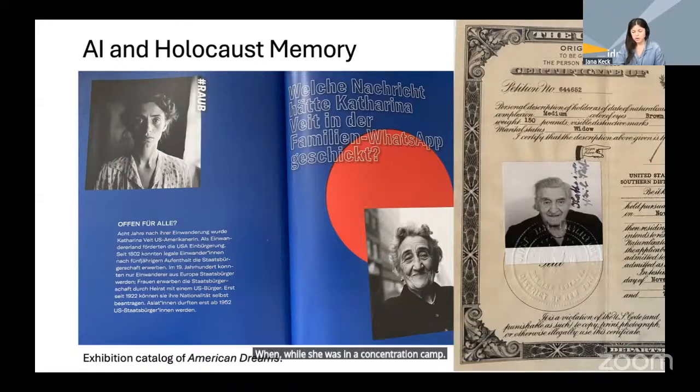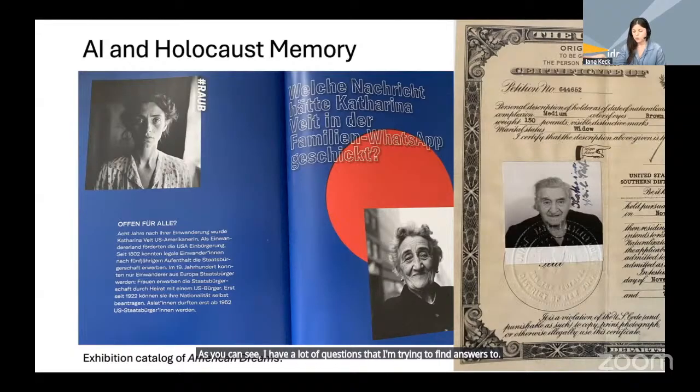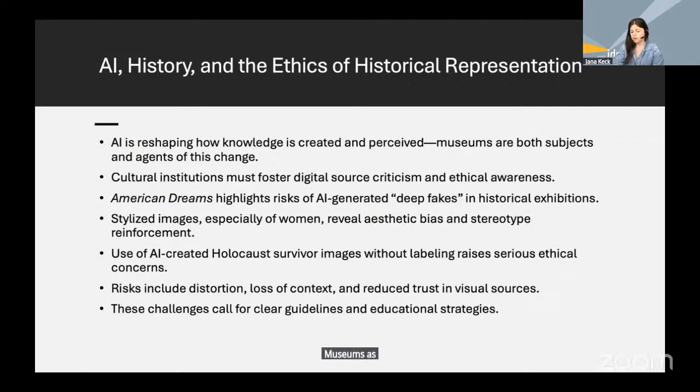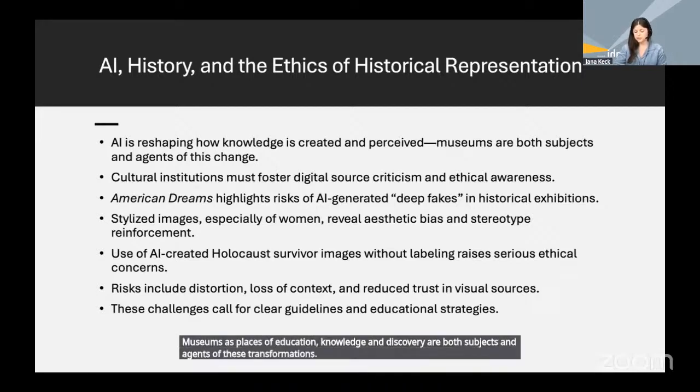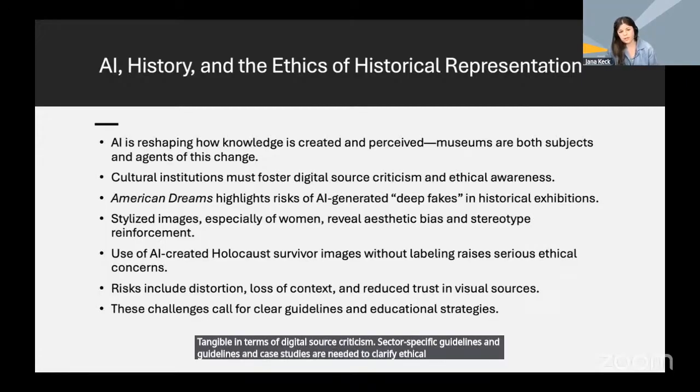Where's the line between using modern technologies to engage visitors emotionally and distorting historical accuracy? As you can see, I have a lot of questions that I'm trying to find answers to. AI will not simply disappear, it is transforming the way knowledge is produced, shared, and perceived. Museums as places of education, knowledge, and discovery are both subjects and agents of these transformations. Cultural institutions can assist in reflecting on and raising awareness of this process, be it as a space for discussing the soft ethics of AI or making the differences between human and AI-generated content tangible in terms of digital source criticism. Sector-specific guidelines and case studies are needed to clarify ethical considerations and support practical applications.